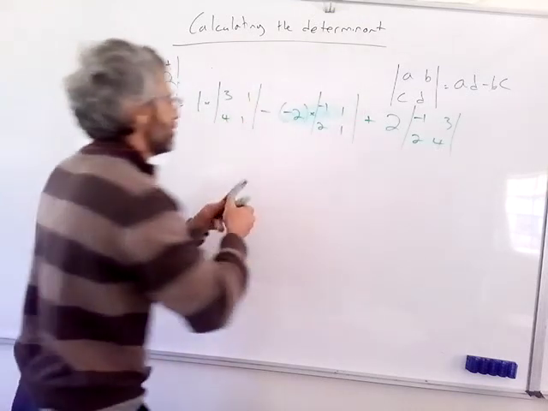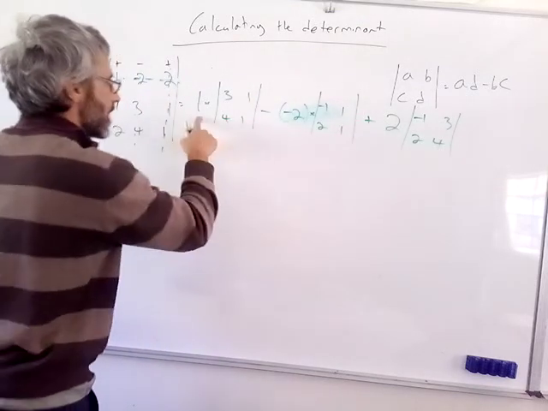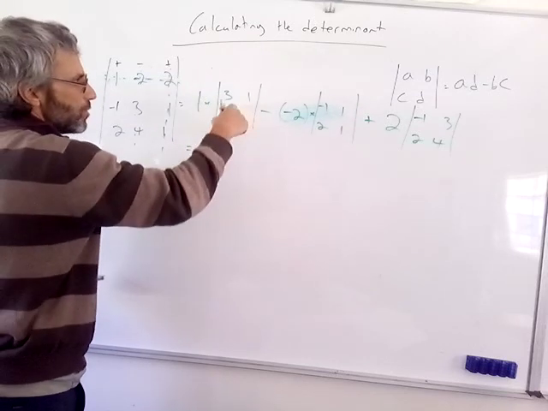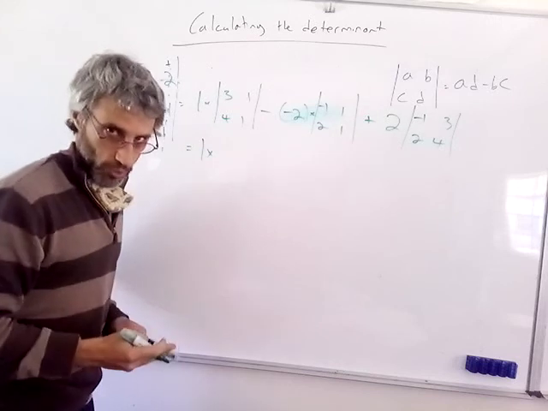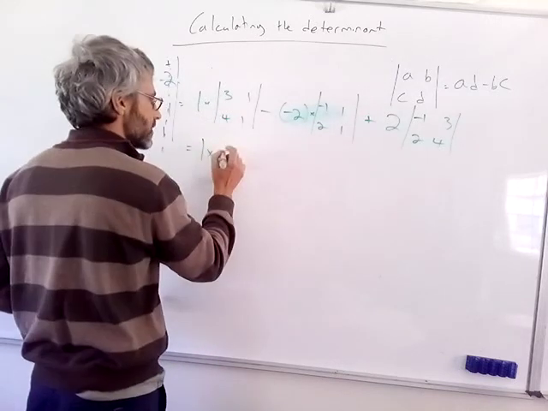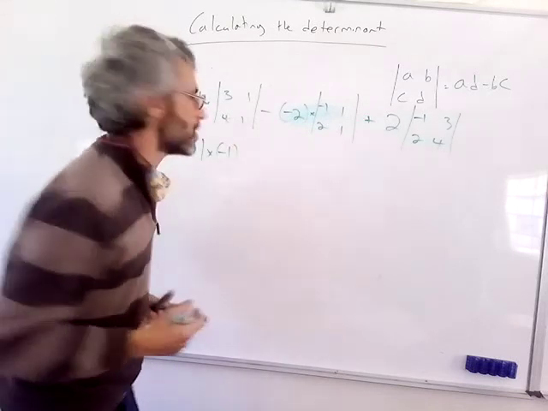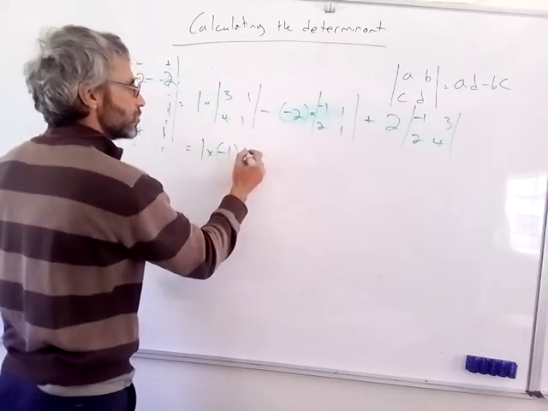Let's just finish that first. We can do it in our head. So it's 1 time, what's the determinant of 3, 1, 1, 4? It's 3 times 1, which is 3, minus 1 times 4, which is minus 1. 3 minus 4, so these things start to go in your head. 3 minus 4 is minus 1.